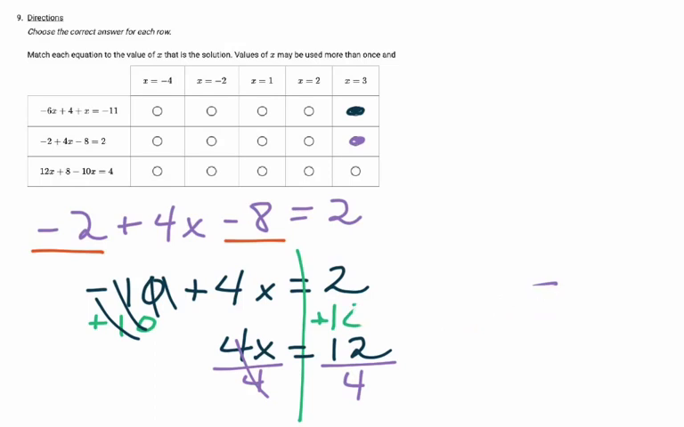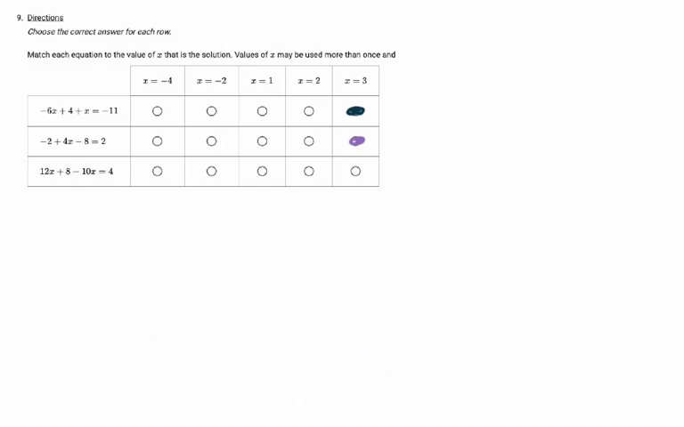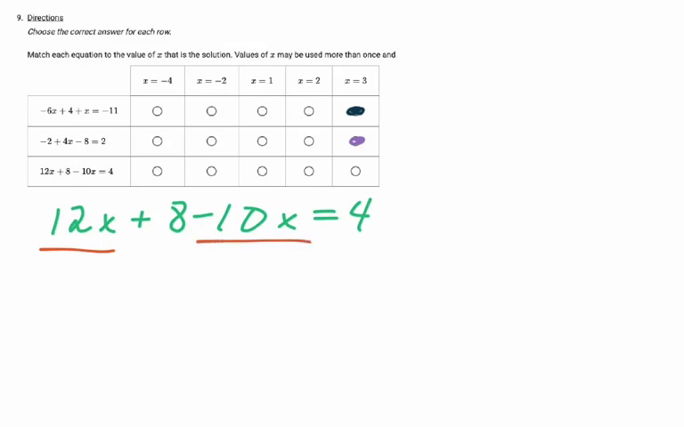And then finally, let me erase out real quick here. We have our last equation. And our last equation is in green, 12x plus 8 minus 10x equals 4. And what can we combine real quick? Well, we've got some x's we can combine. Basically 12x minus 10x. 12 minus 10 is 2. And we put the x, 2x. Then we're going to put plus 8 equals 4. And then we can solve from there.